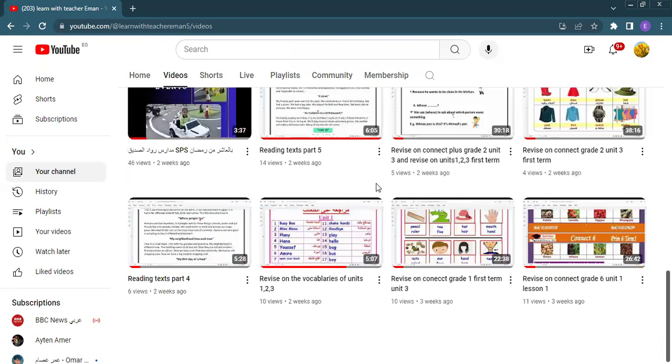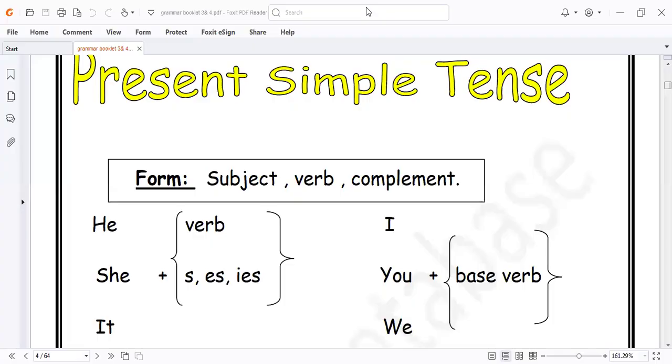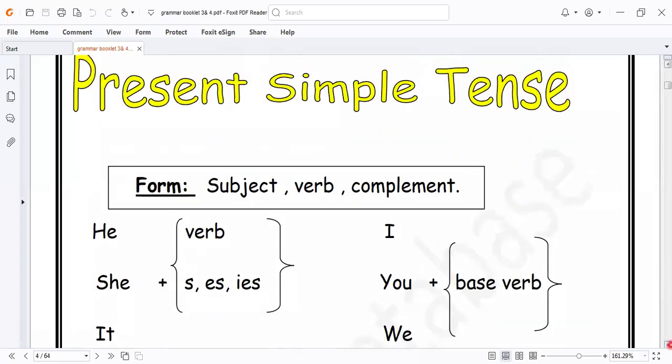Let's go to our revision today. I explained this lesson before, but today I would like to make a quick revision to remind you what we took during years 3 and 4. Okay, this is for grade 3 and grade 4.